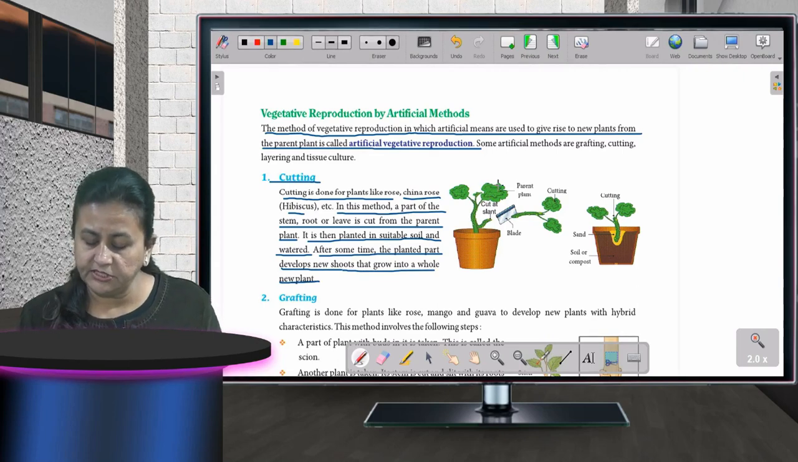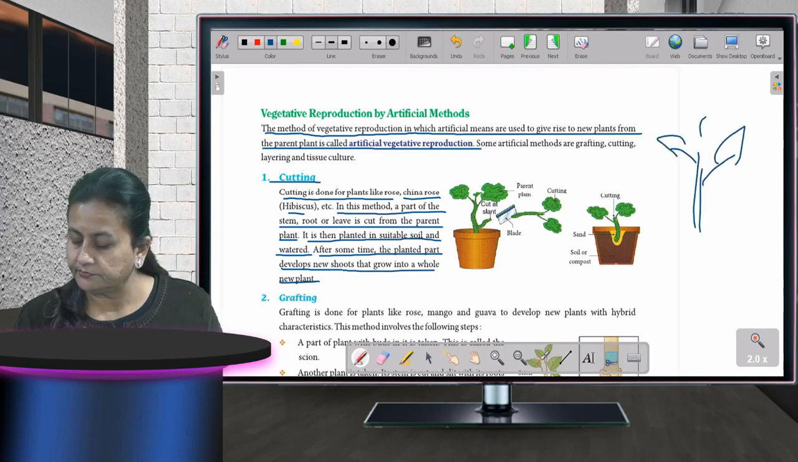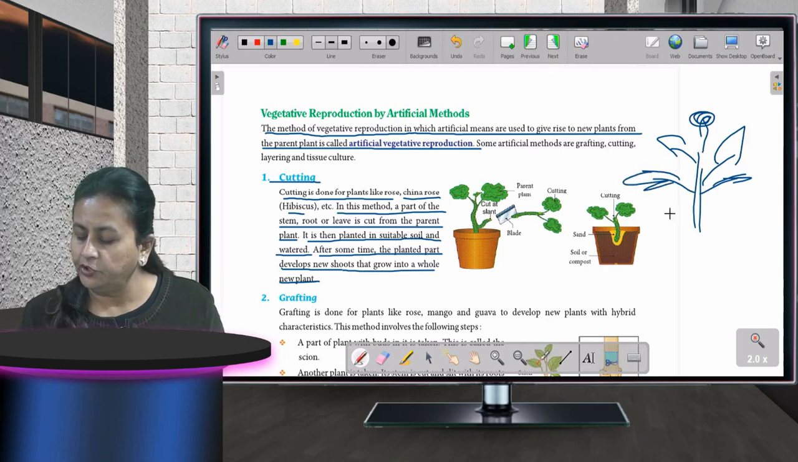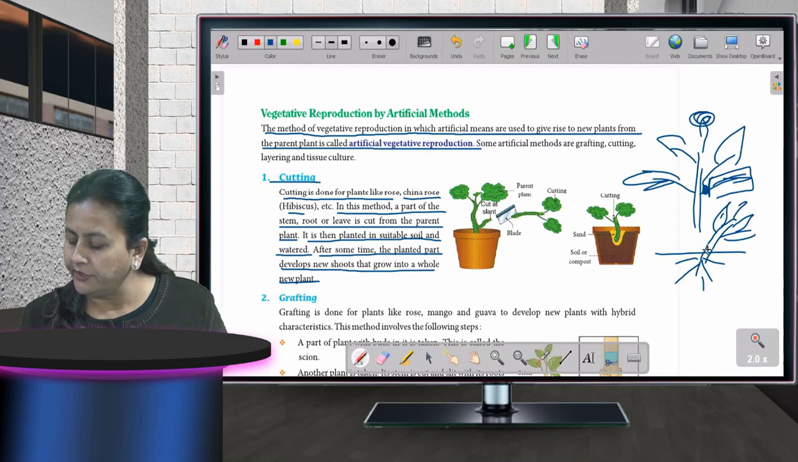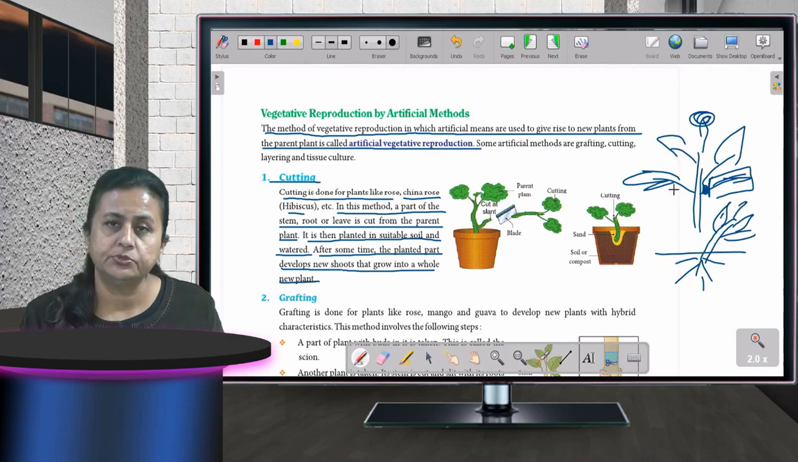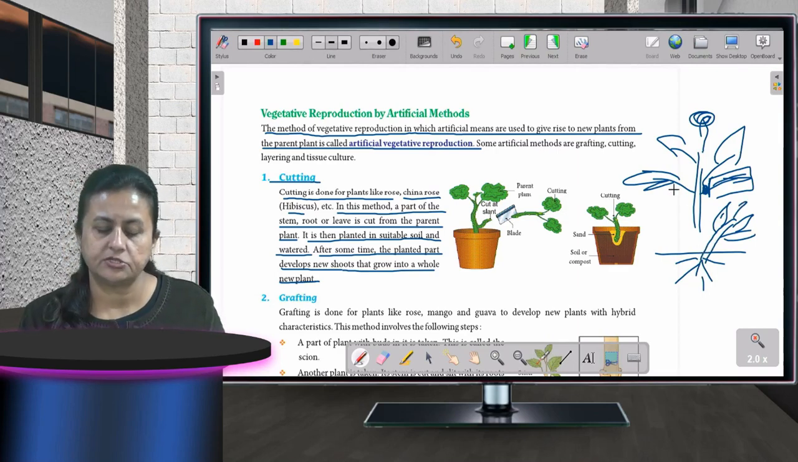See, this is the rose plant. It has different leaves, stems and all. What you will do, you will cut a part of the plant from here, and you will put this part again in the soil. After some time you will see that it has started growing, the root has developed and a proper shoot system is also developed. This is called cutting.